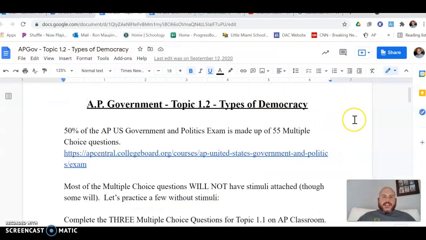What we're going to be doing is taking a look at topic 1.2 for AP Government. This is entitled Types of Democracy. Now this is going to be a two-part video.